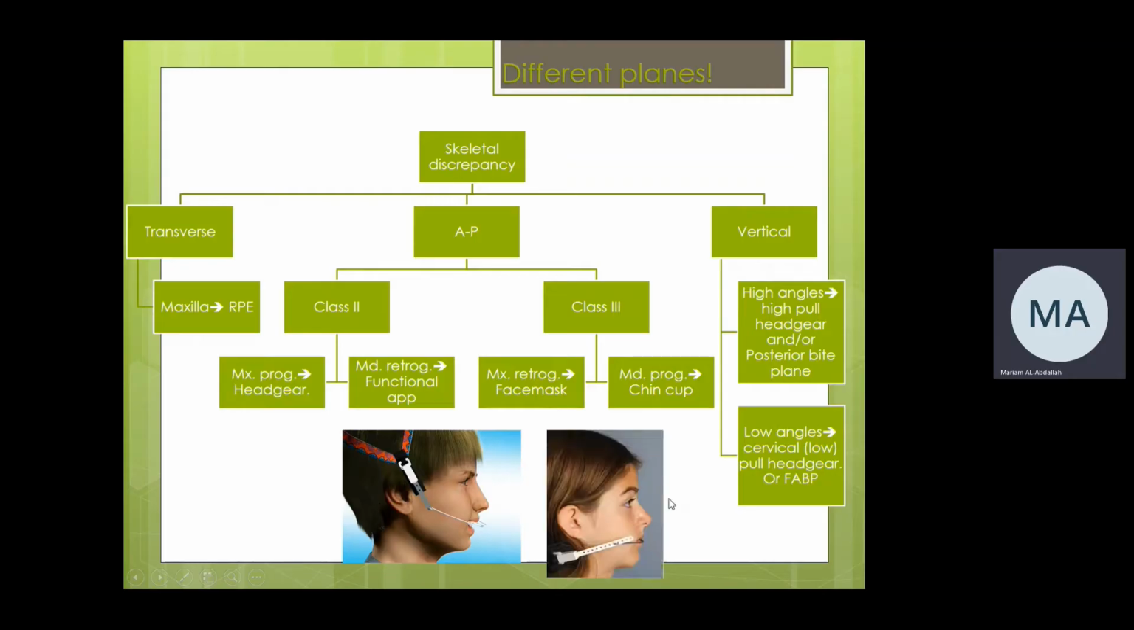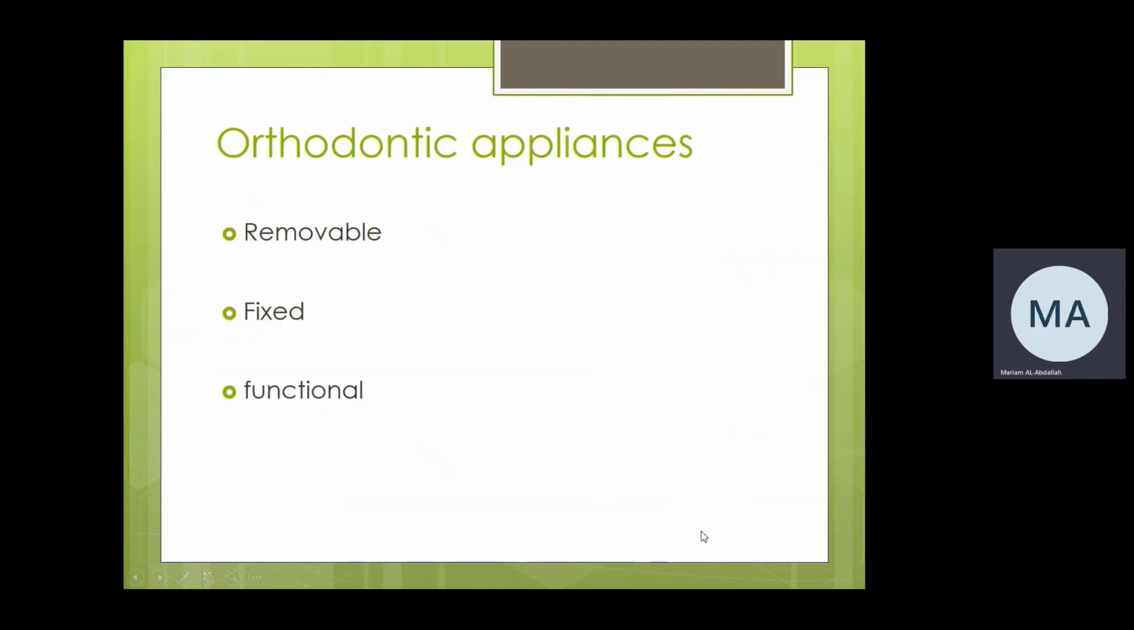Patients with low angles and deep bites, we can use low pull headgear, or what we call cervical pull headgear. That will enhance the extrusion of molars. We can also use a flat anterior bite plane on a removable appliance in order to separate the posterior teeth and allow further free eruption of the posterior teeth, to enhance and modify the vertical dimension for such young patients. All this is possible, as we said, as long as the patient is still growing.